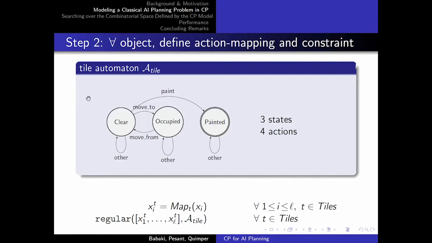And we dramatically reduce the number of relevant actions here. We can move to a tile, move away from it, you can paint it, and all other actions are irrelevant to that tile and are mapped to an other action. And we post a regular constraint on the sequence of variables using that automaton.